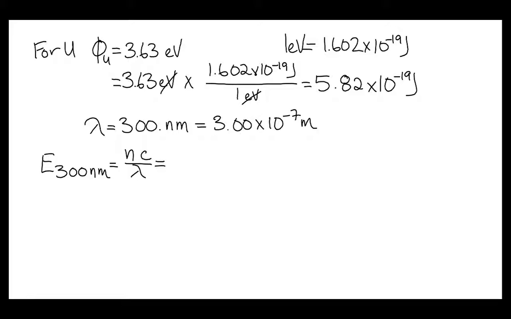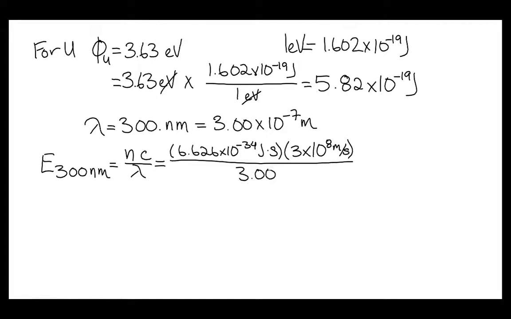If we plug in the values, what we'll have is 6.626 times 10 to the negative 34 joule seconds times 3 times 10 to the 8th meters per second, over 3.00 times 10 to the negative 7 meters. If we cancel out the meters and cancel out the seconds, what we end up with is an energy of 6.63 times 10 to the negative 19 joules.